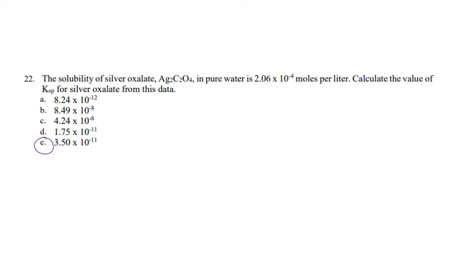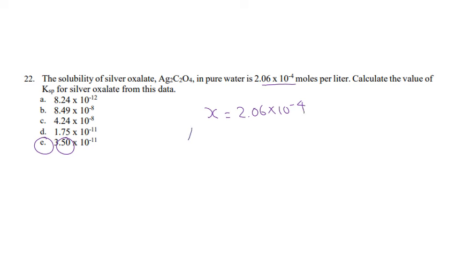Okay, so let's see this question. The solubility of silver oxalate, Ag2C2O4, in pure water is 2.06 times 10 to the power negative 4 moles per liter. Calculate the value of KSP for silver oxalate from this data. So what we have to know here is they gave us the solubility, that means X, the molar solubility, is given: X equals 2.06 times 10 to the power negative 4.